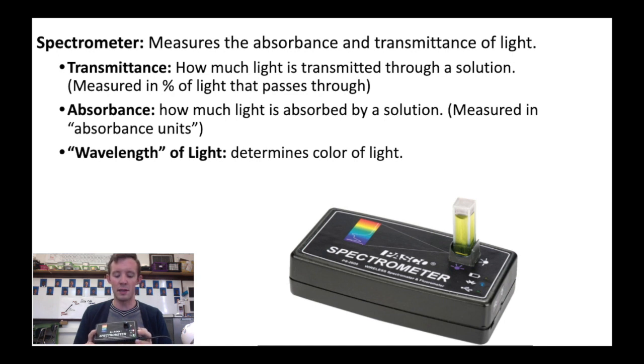It can measure the transmittance of light through a sample, that is, how much light passes through a sample, and it can measure the absorbance of a sample, that is, how much light gets absorbed by a sample. And so what's cool about this type of spectrometer is that it measures all the wavelengths of light in a spectrum. That is, it measures the absorbance and transmittance of all the different colors of light. So we'll show you an example of this here.